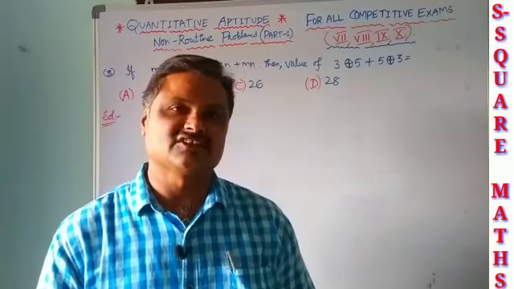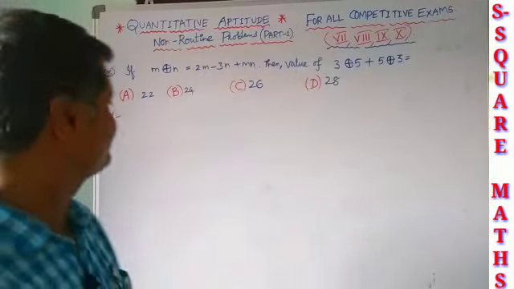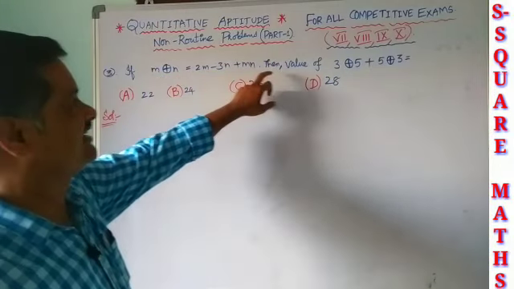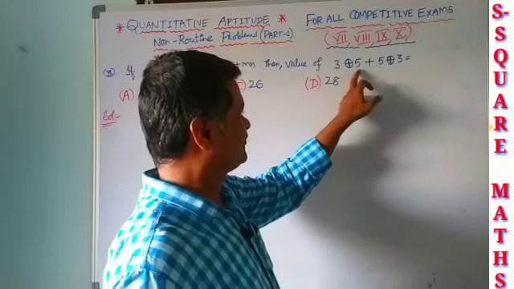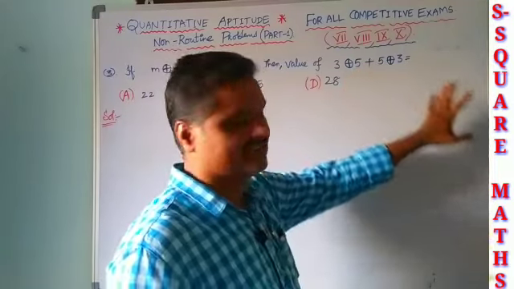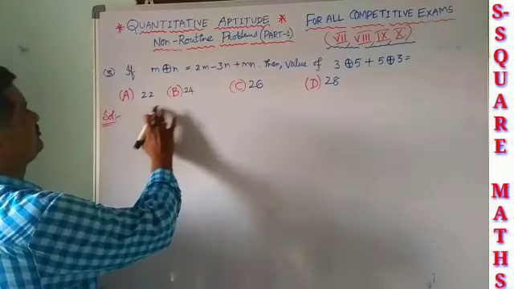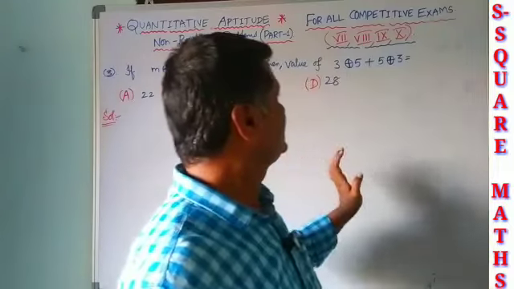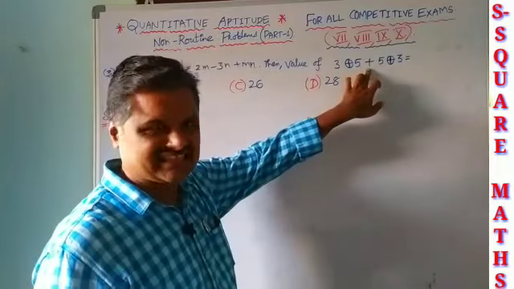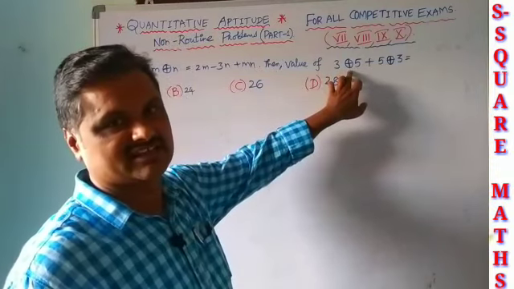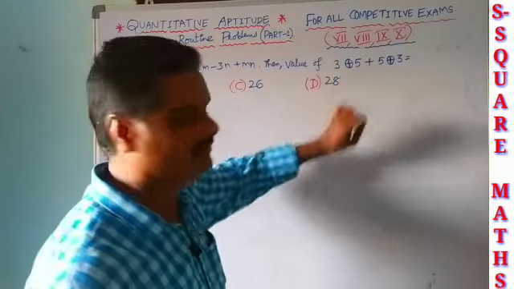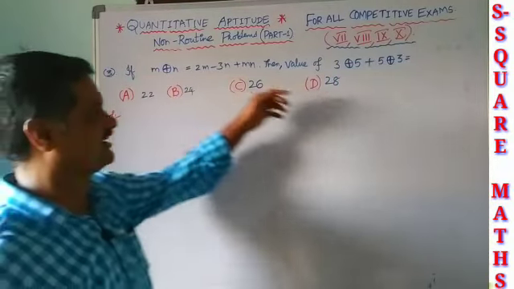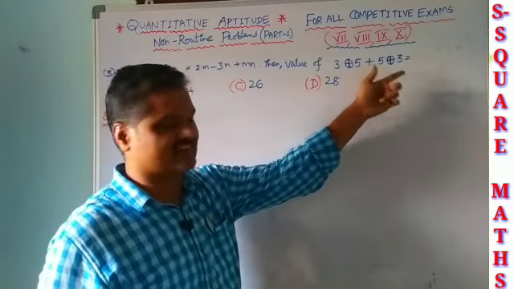Yes, now the third problem based on this. If m circle plus n is equal to 2m minus 3n plus mn, then find the value of 3 circle plus 5 plus 5 circle plus 3. A is 22, B is 24, C is 26 and D is 28. So don't get confused between the general arithmetic operation plus and our binary operation circle plus, they are different. If you observe carefully, m circle plus n is defined, and you have to find out 3 circle plus 5 plus 5 circle plus 3.